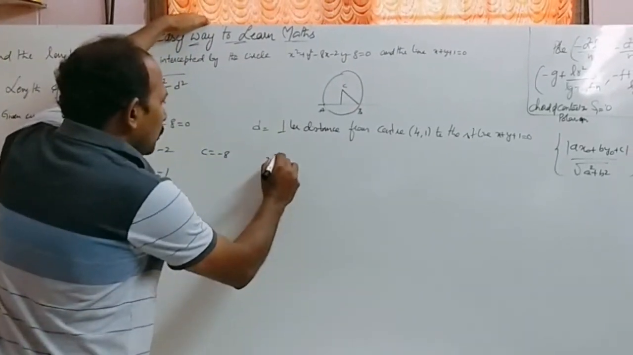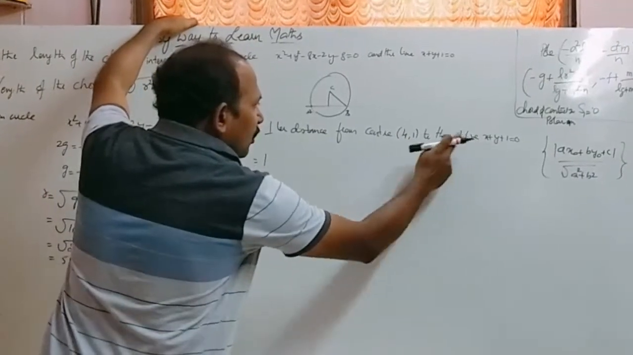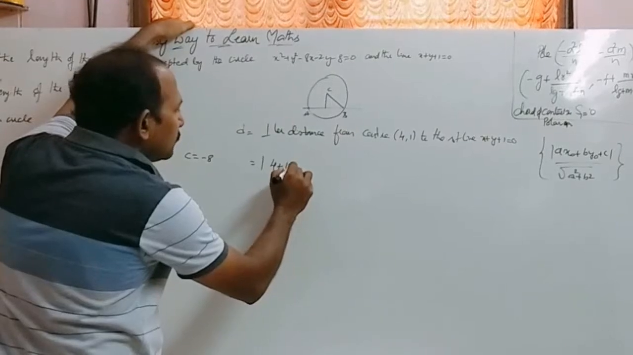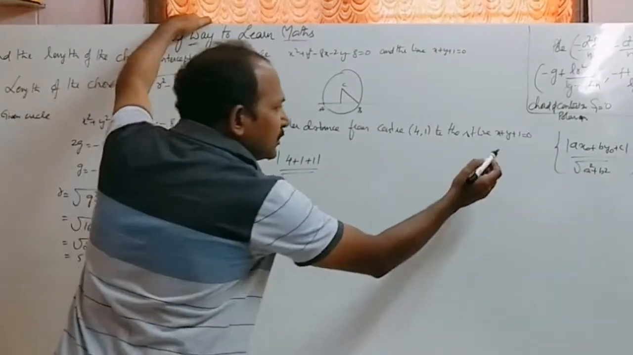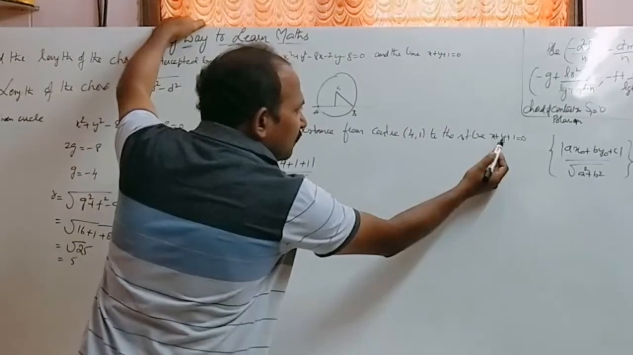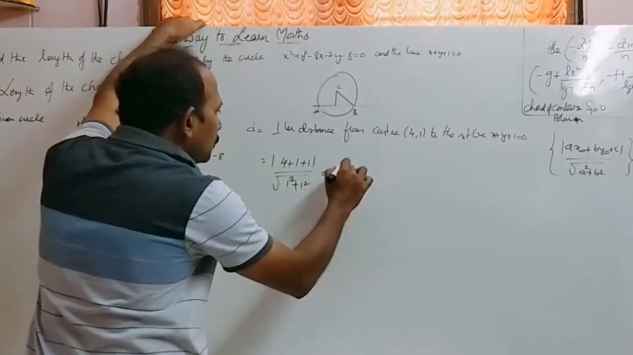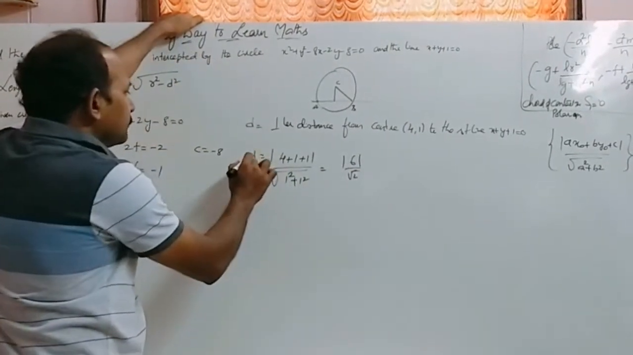Now let us substitute. Therefore that is equal to modulus of, in place of x you have to substitute 4, and in place of y you have to substitute 1. Therefore 4 plus 1 plus 1 by square root of, a means x coefficient. Here x coefficient is 1 and y coefficient is 1. Therefore 1 square plus 1 square, that is equal to modulus of 6 by root 2, which is d.